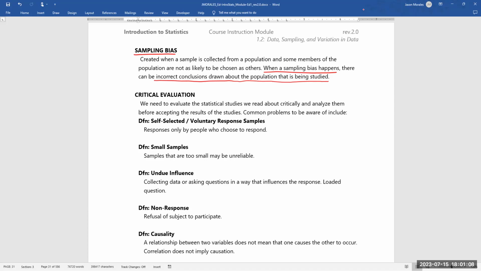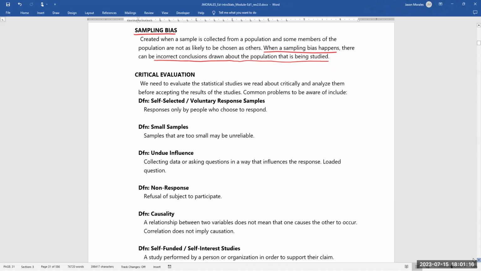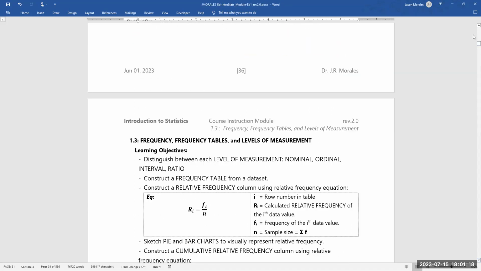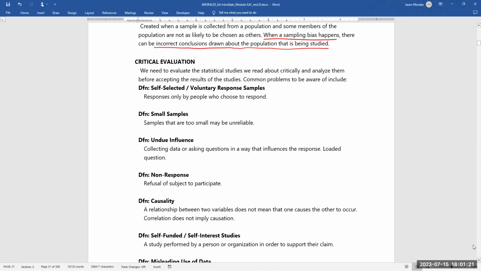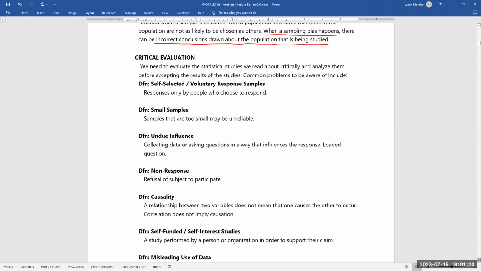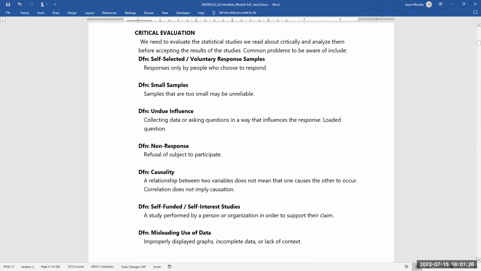So in order to reduce sampling bias, you want to approach your sampling with critical evaluation. So what do we mean by critical evaluation? So we need to evaluate the statistical studies and read about them critically and analyze them before accepting the results in the studies. Common problems to be aware of include a self-selected voluntary response sample.